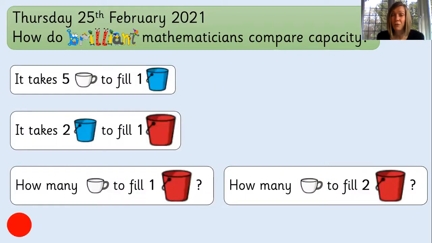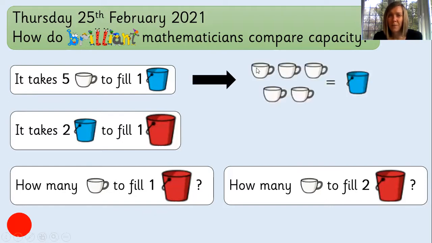And if you're up for the red challenge today, we've got a bit of a problem. We've got cups, blue buckets, and a big red bucket to have a little look at. So let's decode it together before I leave you for the challenge. It says up here, it takes 5 cups to fill 1 bucket. So let's have a look at that. There's the 5 cups. So I'd have to pour 1, 2, 3, 4, 5 cups to fill that blue bucket.